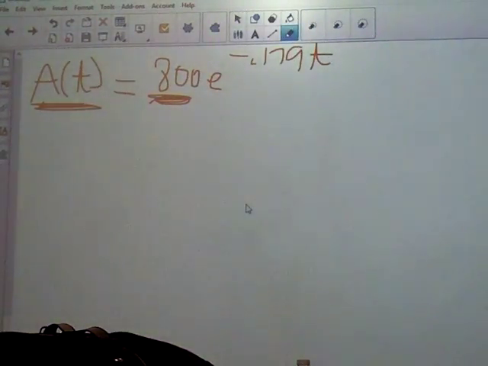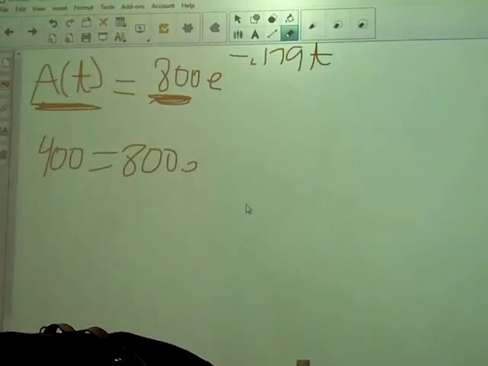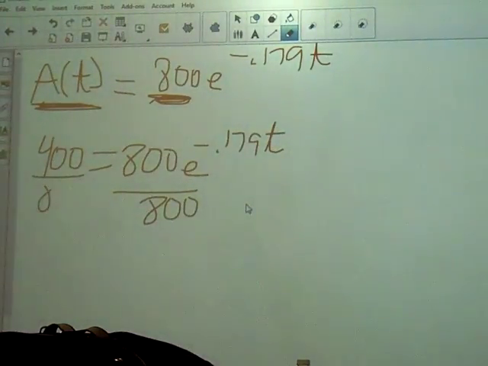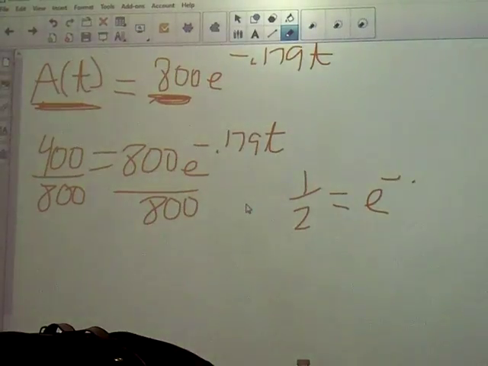So if I'm looking for half of that, I'm going to say 400 equals 800 times the number E to the negative 0.179 T power. Now to start solving this for T, we're going to have to write this in a log equation eventually, but I need to get rid of extra junk first. So I'm going to clear out that 800. I'm going to divide both sides by 800. That gets me 1/2 is equal to E to the negative 0.179 T power.